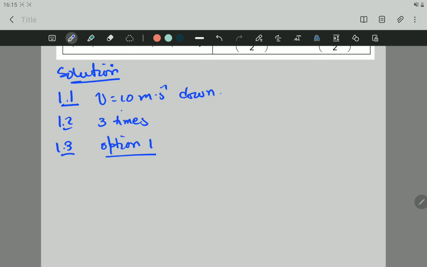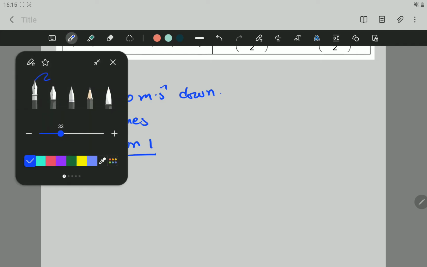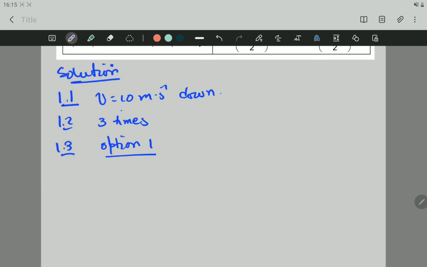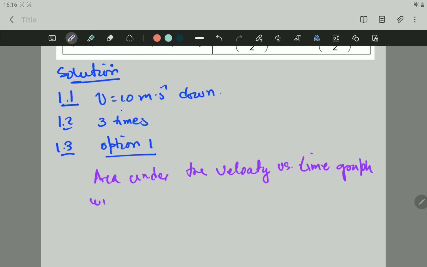Option 1. All right, so in option 1, we have to remember, it was done in previous grades, that whenever you have a graph of velocity versus time, the area under the graph will give you the distance, or in this case, height.